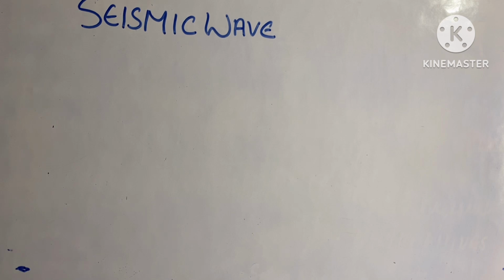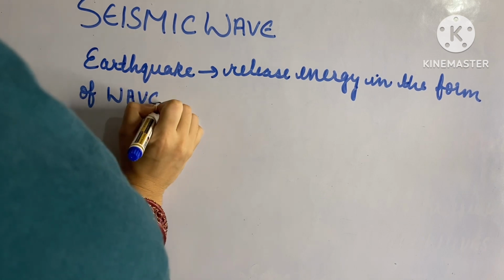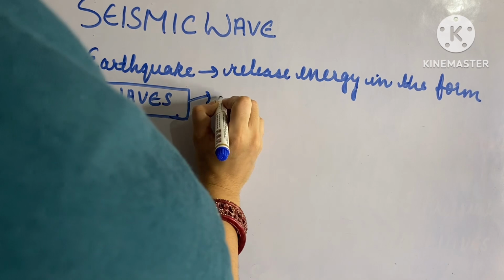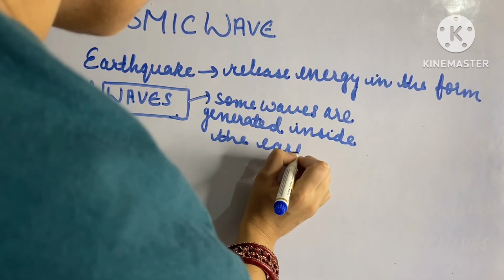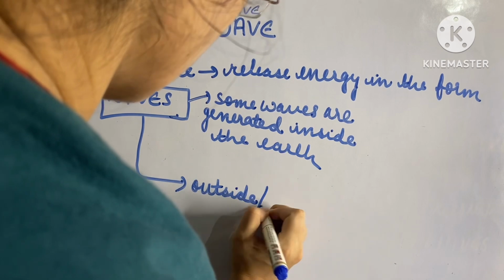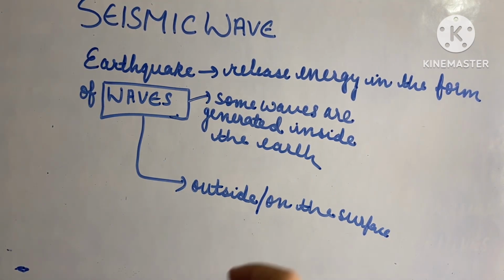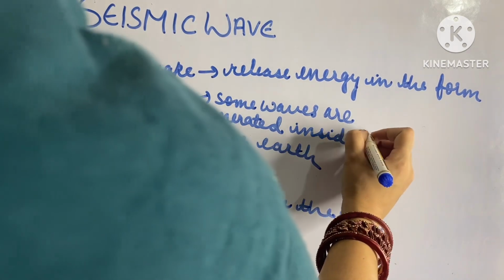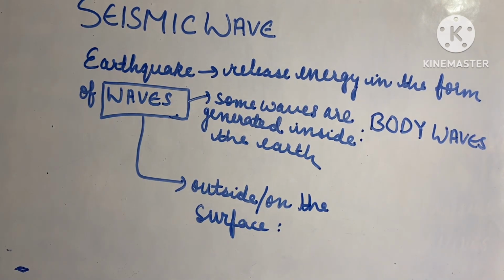These waves travel in all directions. Some waves are generated inside the earth and some generated outside the earth. Earthquake releases energy in the form of waves. Some waves are generated inside the earth, while some waves are generated outside or on the surface of the earth. So, the waves which are generated inside the earth are known as body waves, and the waves which are generated outside or on the surface are known as surface waves.